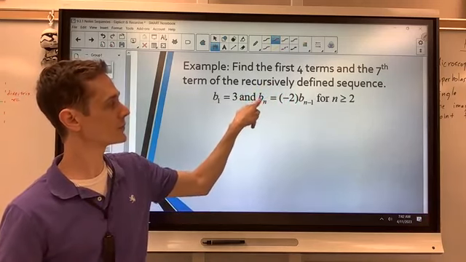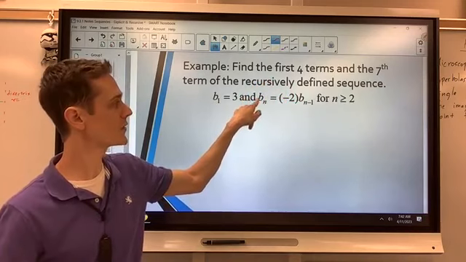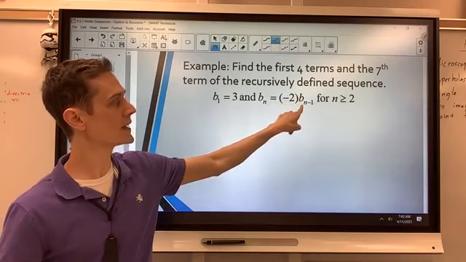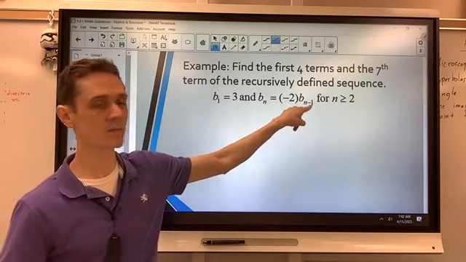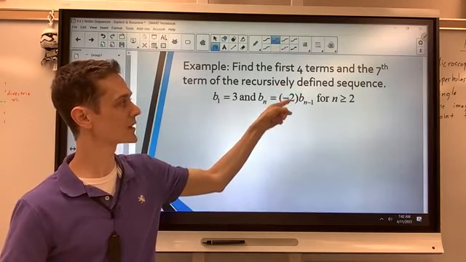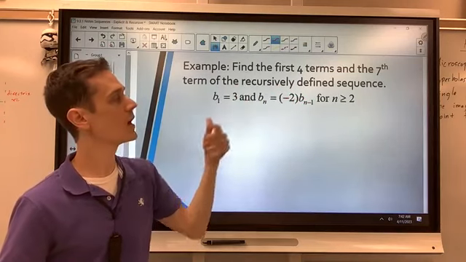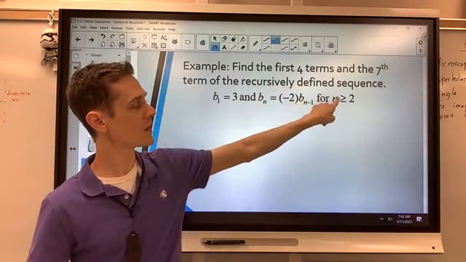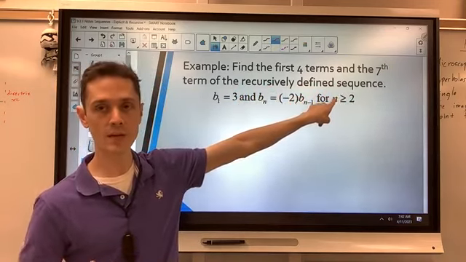So if I want to find, say, the 5th term, so if n is 5, then I'd be doing negative 2 times b sub, and when I plug in 5 here, I end up with b sub 4. So it's telling me to take the 4th term of the pattern and multiply it by negative 2 if I want to find the 5th term. Now this part here is just specifying that you should only use this rule for the second term and beyond.